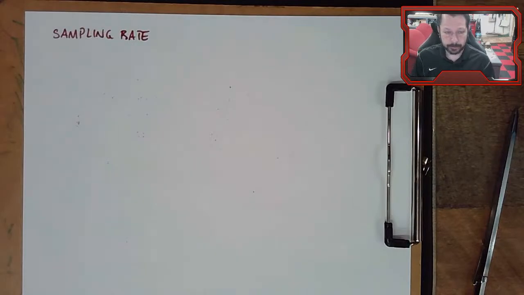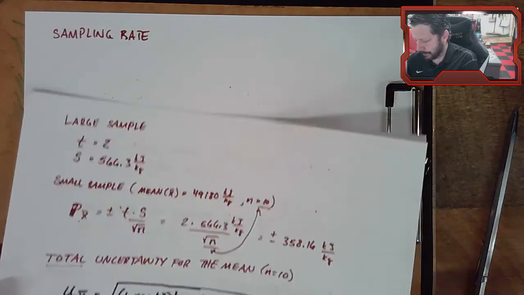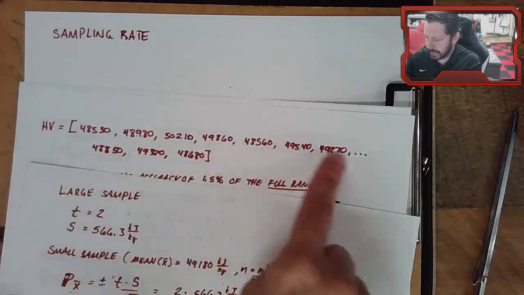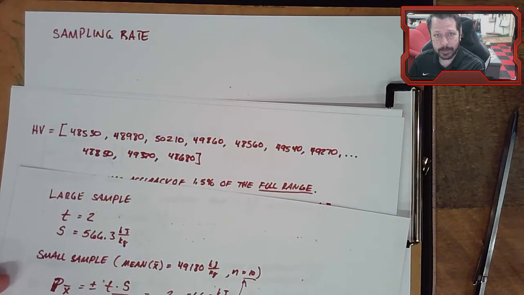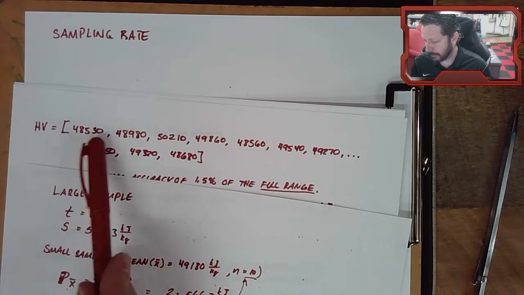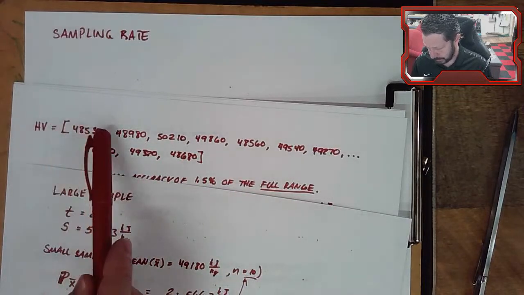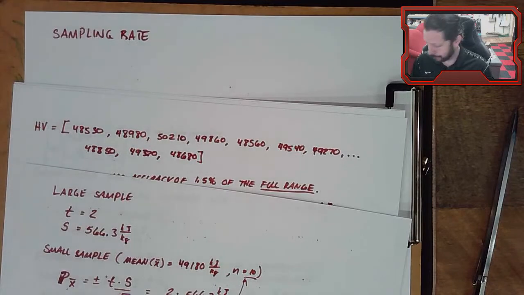Sampling rate is not necessarily important for something like this, where these heating values probably aren't changing very quickly. They're probably pretty slow, and even our tool that measures them probably reads pretty slowly, so I don't have to worry about this measurement not capturing that measurement because it changes so fast.